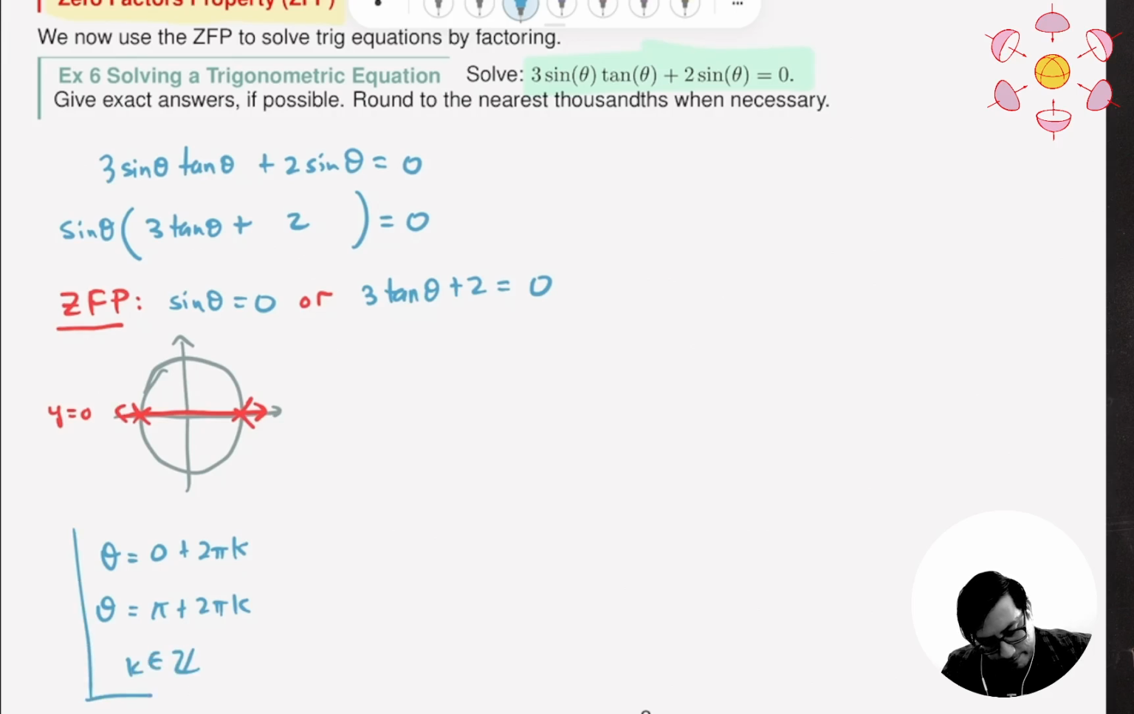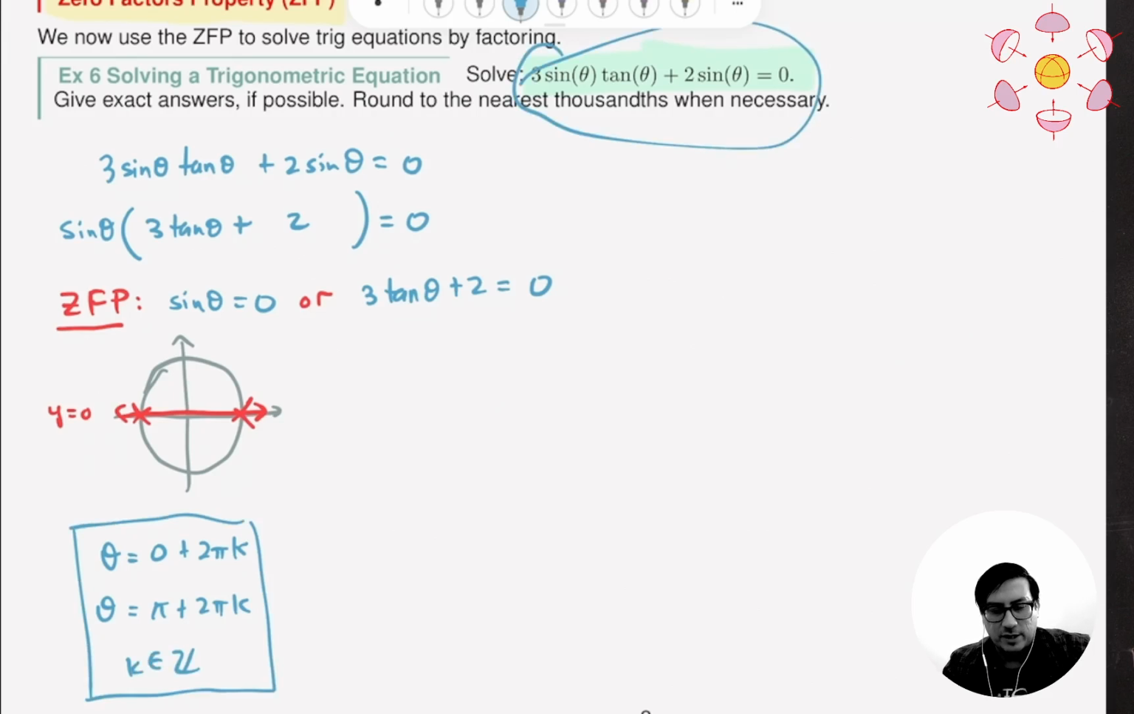Okay. All of these will solve the original equation because sine will be 0 at these values, and it basically will make the equation true. Sweet. Now, as we look at the second equation, it's too difficult to solve in that form, but we can just do a little bit of algebra.